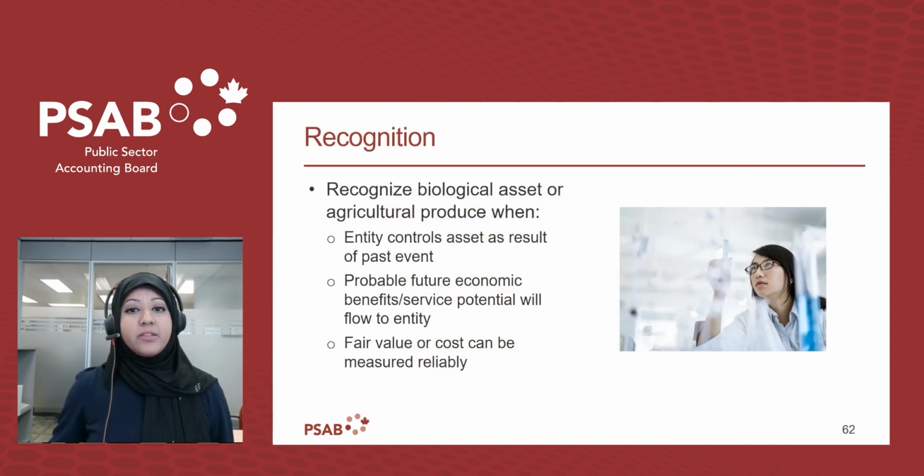Let's recap the asset recognition criteria reviewed in the beginning of the presentation. Biological assets or agriculture produce is recognized when an entity controls an asset that has resulted from a past event, the probable future economic benefits or service potential will flow to the entity, and the fair value or cost can be measured reliably.